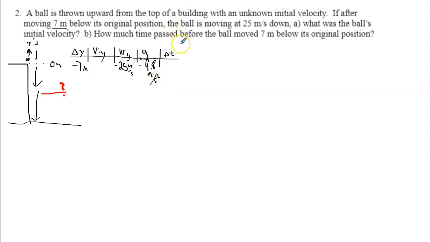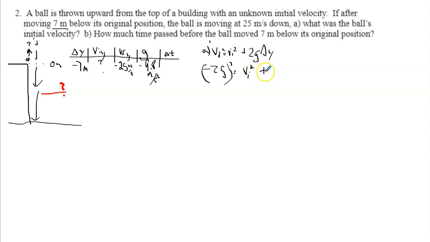So for part A, we're looking for the ball's initial velocity, so VI. So we're going to put a question mark in for that box, and then we're going to use the equation that doesn't have t. So the equation without t is the squared one, so it's VF squared equals VI squared plus 2g delta y. So plugging into that, VF is going to be negative 25. We're going to square that whole term. VI we're not sure about, but it's still VI and it's squared.